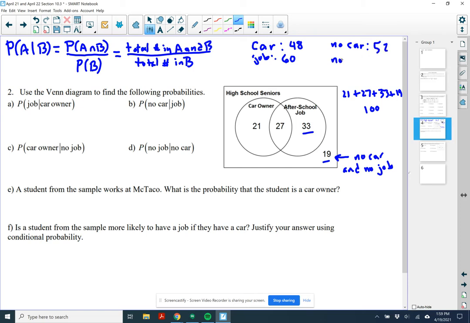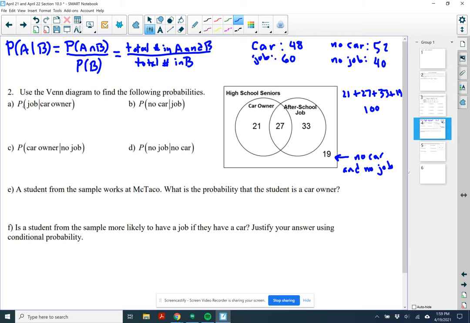And we need the total number of students that have no job. Okay, these 19 have no job and these 21 have no job. That's 40. I think we have all the totals that we need. If not, we'll calculate another total if we discover we need it.